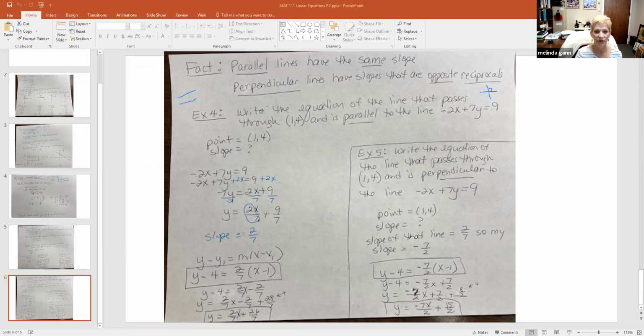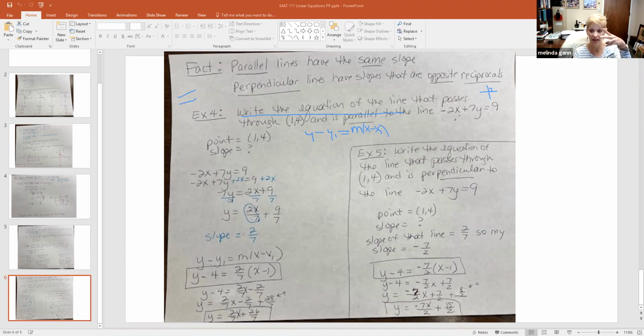So what if I gave you this on a test? Write the equation of a line that passes through the point (1, 4) and is parallel to the line -2x plus 7y is 9. So as soon as it says write the equation of a line, remember I'm going to write on my paper y minus y1 equals m times x minus x1. That's the best form when you have to write the equation of a line.